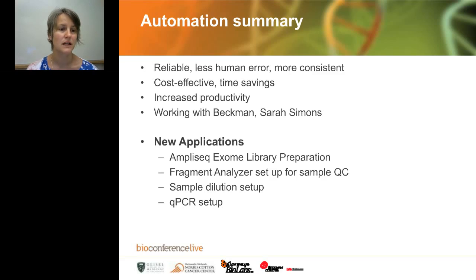And some of the other applications that we're working on are areas where we feel that we can use this instrument to help us streamline some of our processes. We're doing the AmpliSeq exome library prep from Ion Torrent, and we're working on automating that. We have the fragment analyzer that I mentioned, where we QC all our samples, and we would like to automate the setup for that into a 96-well plate with a standard mix for each sample, and then the samples on top, and we think that could be automated as well as setting up qPCR into a 384-well plate. We're also working on that as well.